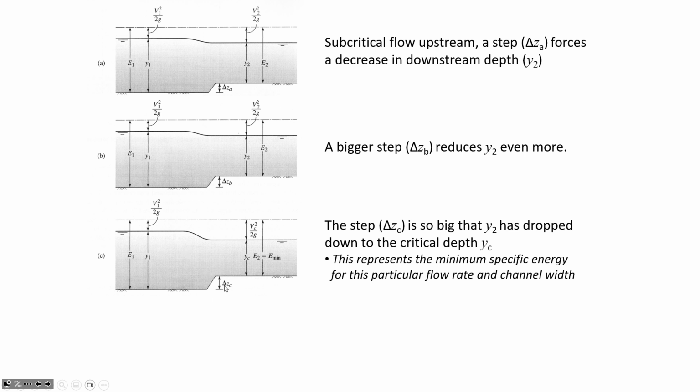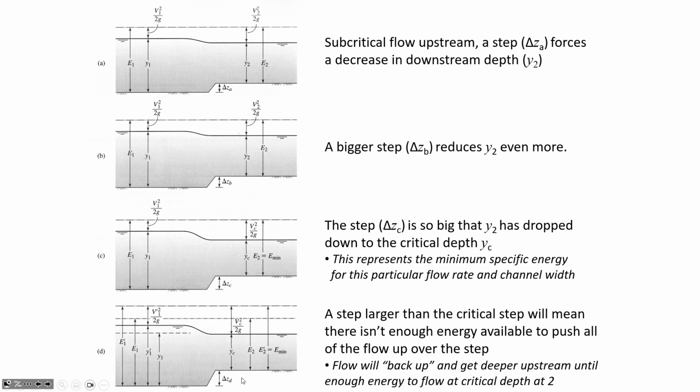So delta Z critical is the step height that forces critical flow conditions at location 2. If we keep making the delta Z bigger and bigger and bigger, eventually you're going to force critical flow conditions at 2. And if you made the delta Z even bigger than this, then the water wouldn't have enough energy to get over the step. And it would have to start pooling at 1. And by pooling, what I mean is getting deeper. The water would have to get deeper at 1 to accumulate enough energy to get up over the step.